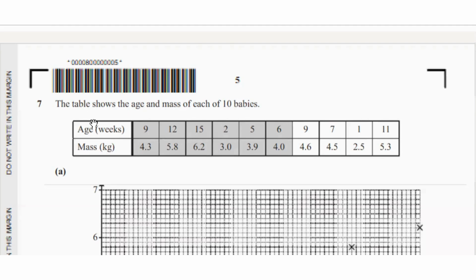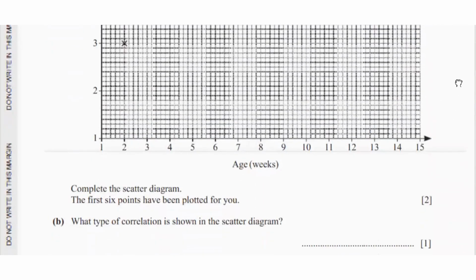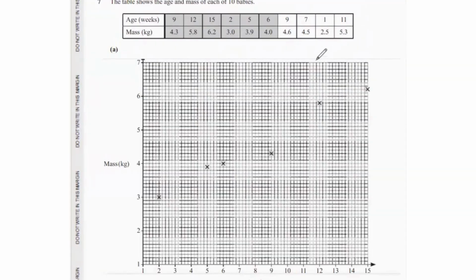Question 7 says the table shows the age and mass of each of 10 babies. Complete the scatter diagram. The first 6 points have been plotted for you. 9 and 4.6 are going to come. One, two, three, four, 5. That's 6.